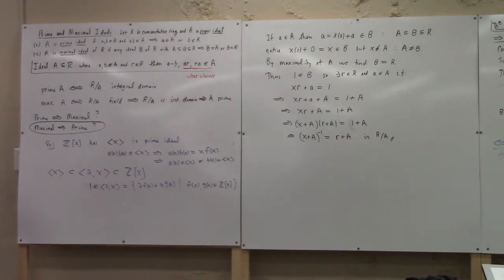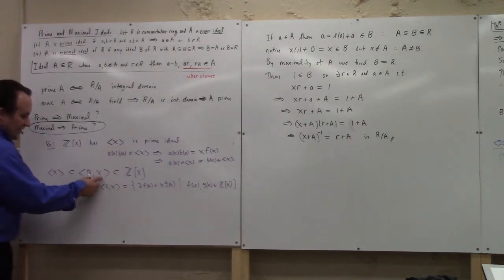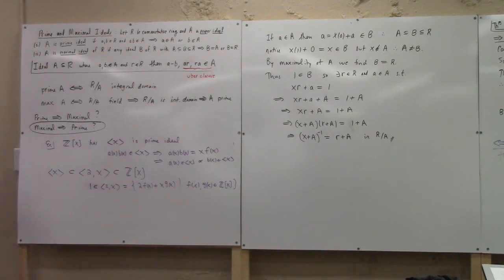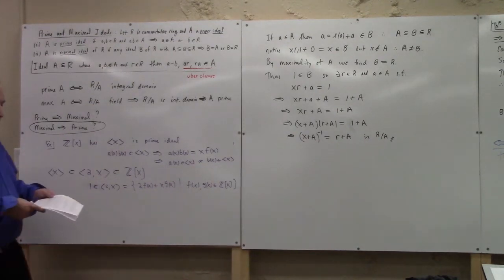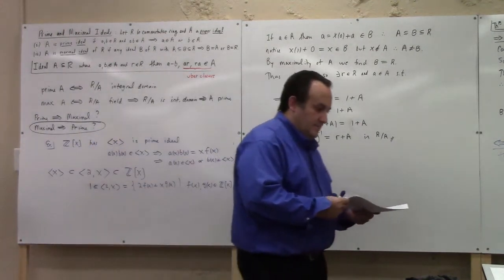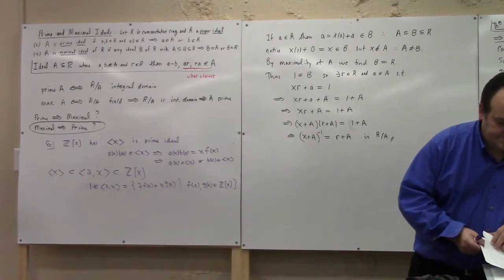Therefore, this ideal is properly contained in the ring, and yet it is an ideal which supersedes the ideal generated by x. Therefore, this is a prime ideal which is not maximal. So they're not the same. Prime ideals are not automatically maximal, although oftentimes they are, in our experience.